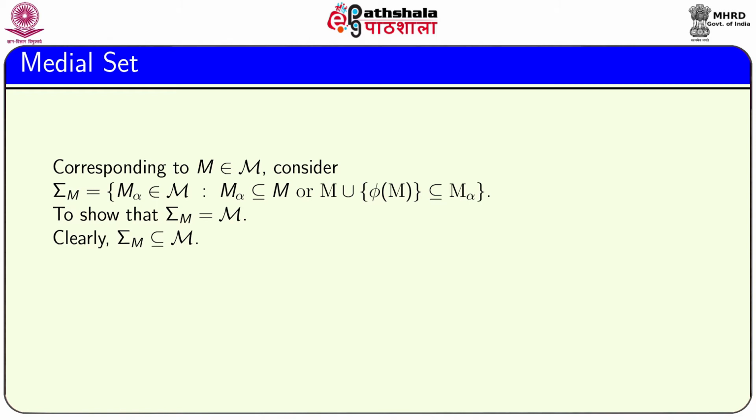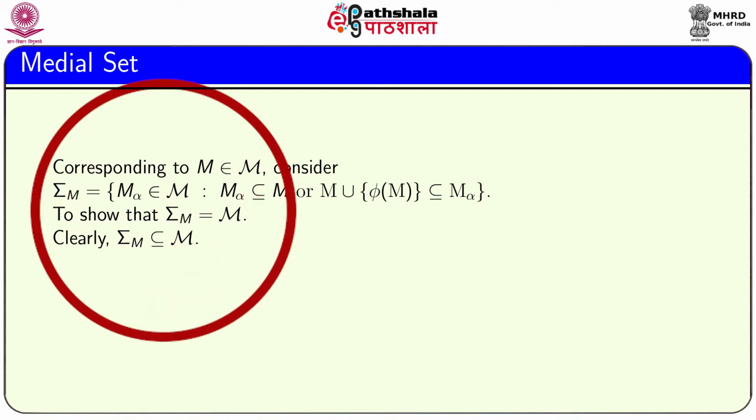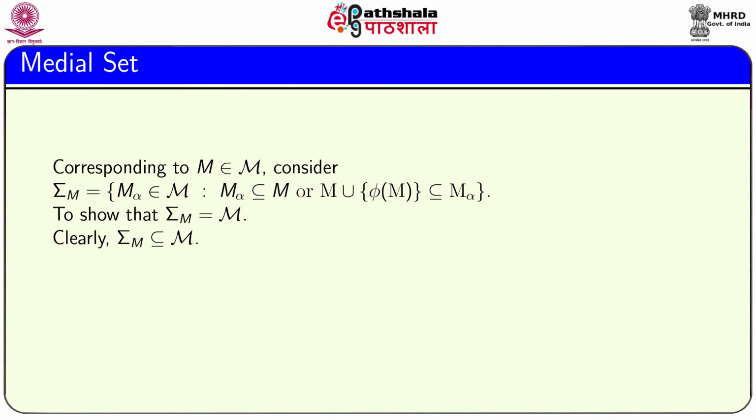Let us try to prove this theorem. So, corresponding to M belonging to the minimal phi tower script M, consider sigma M as the collection of M alpha belonging to script M such that M alpha is a subset of M or M union phi M is a subset of M alpha. To show that this sigma M is equal to the minimal phi tower script M.